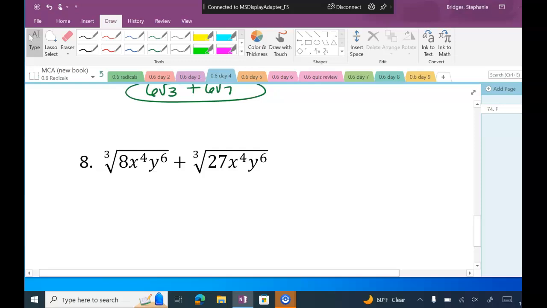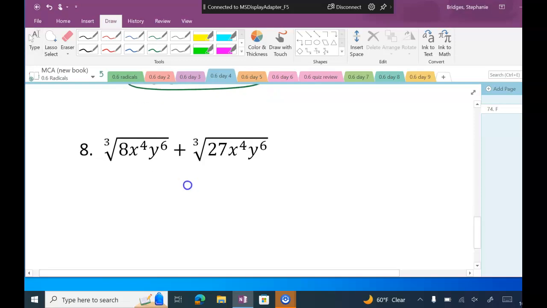I've got the cube root of 8x to the 4th y to the 6th. And then I've got the cube root of 27x to the 4th y to the 6th. So let's work on simplifying the first one. Let's work on simplifying the cube root of 8x to the 4th y to the 6th.